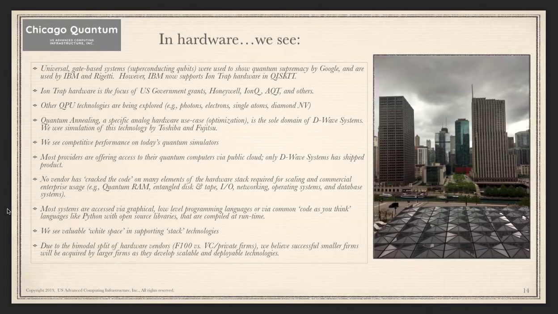The next point, most systems are accessed via graphical low-level programming languages or kind of code-as-you-think languages like Python with open source libraries that are compiled at the machine level at runtime. And so they're making it easy to build applications or really functions. We do see valuable white space in supporting the stack technologies that we talked about before. And then lastly, due to the bimodal split of hardware vendors, think of it as Fortune 100 versus the venture cap or private firms, we believe the smaller firms are most likely to get acquired by the larger firms as they find success and they're able to scale the technology.